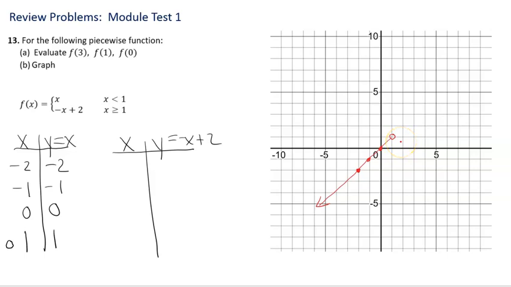All right, now let's graph the next piece. So again, we're going to pick out x's, and we're going to plug it into y equals negative x plus 2. Now, what am I allowed to plug into the second piece?